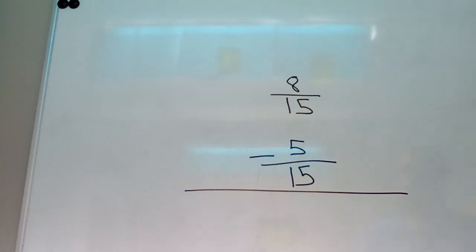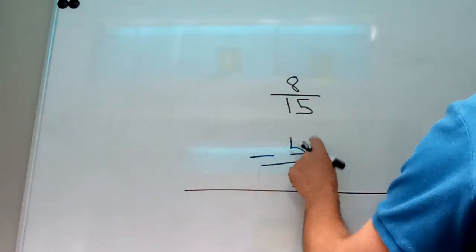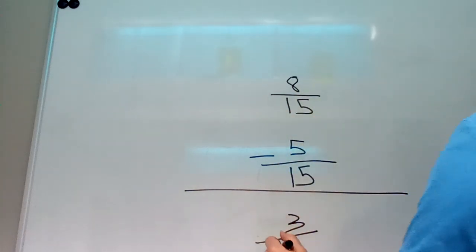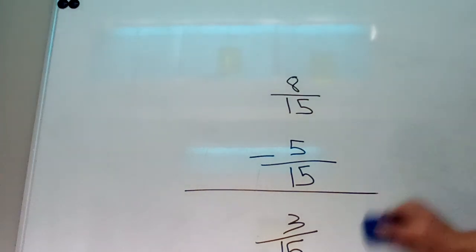Okay, on this one now, I've got 8 minus 5 is 3. I've got a common denominator of 15. So I'm just going to put 15 there, and my answer will be 3/15. Here again, some of these fractions that we end up with, we can reduce and make them into smaller numbers later. But we'll worry about that later. We're not going to deal with that at the moment.